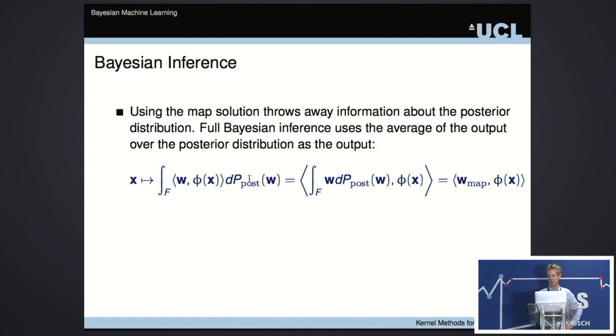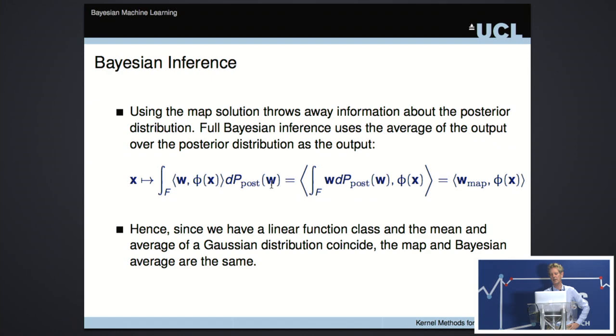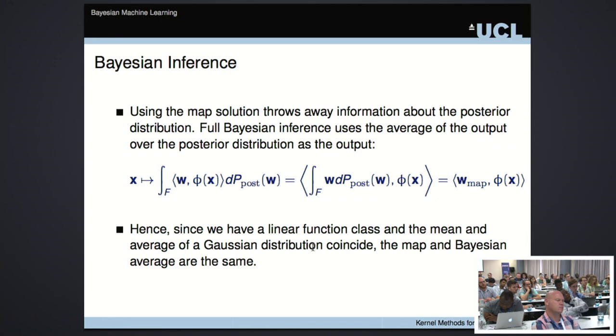But actually, this turns out in this case to be identical because you can move the averaging inside the inner product, so this is now an average. So this is using the fact that it's a linear function class. We've moved the average through the inner product, but also we've made use of the fact that the mean of a distribution is equal to its mode. Remember, the MAP is the mode of the distribution, which is a property of Gaussian distributions, not, of course, of all distributions. So we've used two facts here, the fact that it's a Gaussian distribution and the fact that we're using a linear function class tells us that full Bayesian inference in this case is the same as the MAP solution.